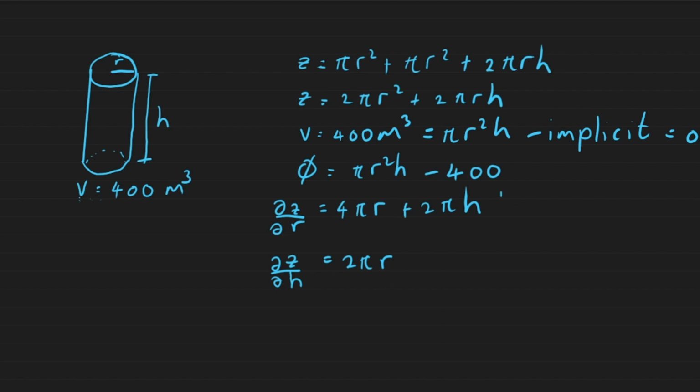So we can also find the derivatives of phi. We find dphi/dr. So looking at this, we see that it's 2 pi rh, and the derivative of phi with respect to h is equal to pi r squared. So now that we have set up our derivatives, we can find our equations.